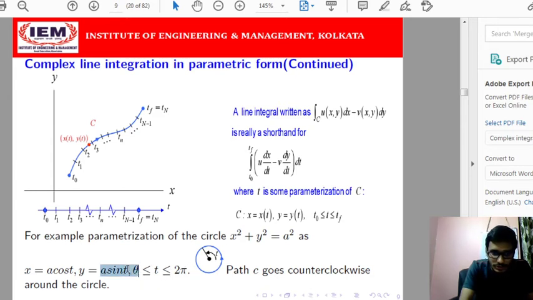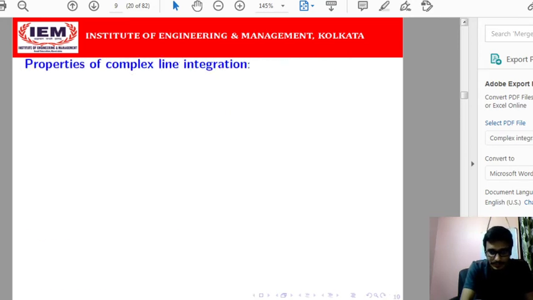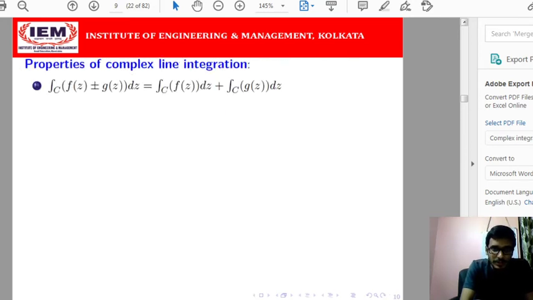So this will not be theta, this will be t, because the angle actually is changing from 0 to 2 pi. If I consider this, then I can traverse the overall path, that is nothing but the circle in the complex plane. So here we are considering the path in the anti-clockwise direction, that means the direction of the path is given here. So, properties of complex line integration.